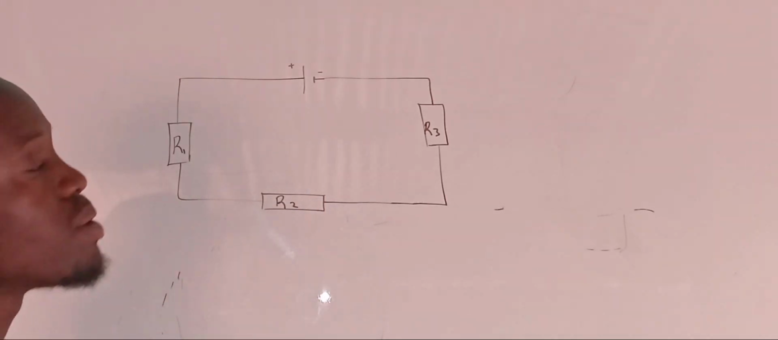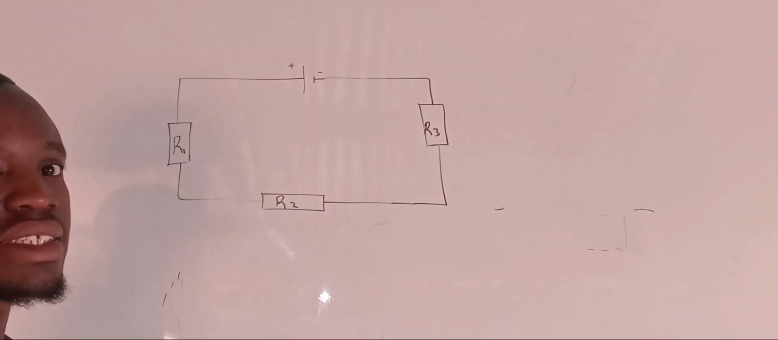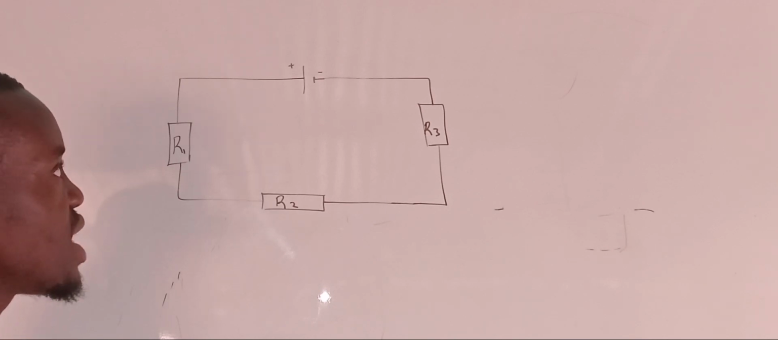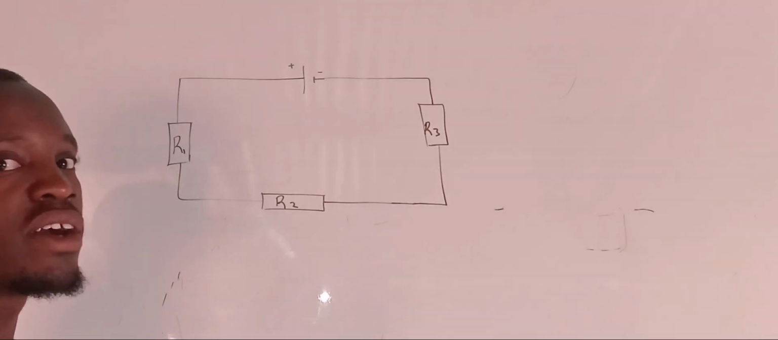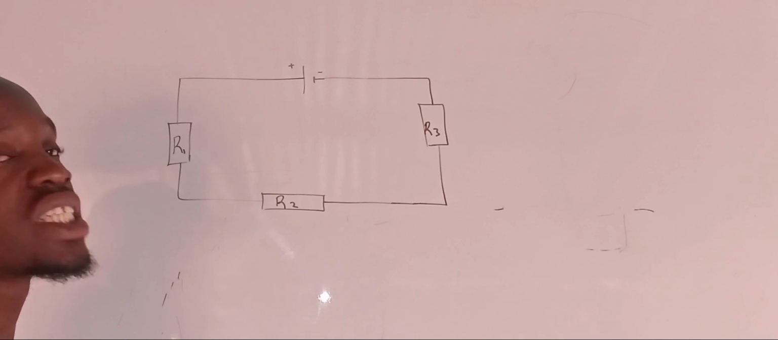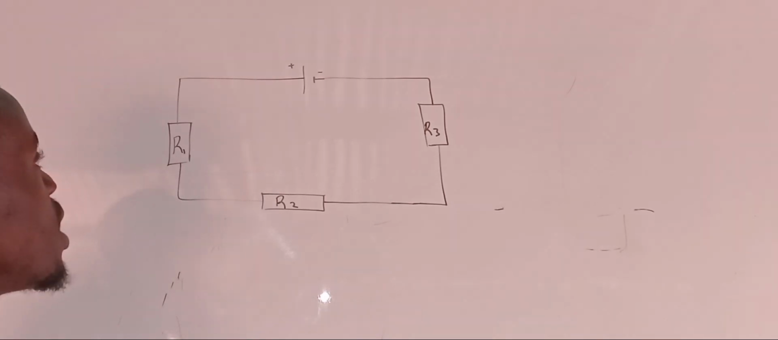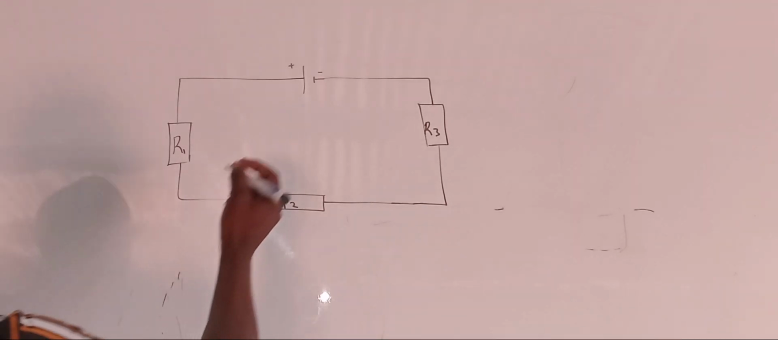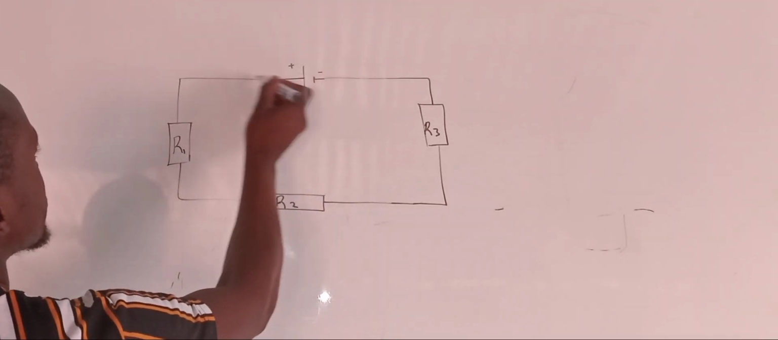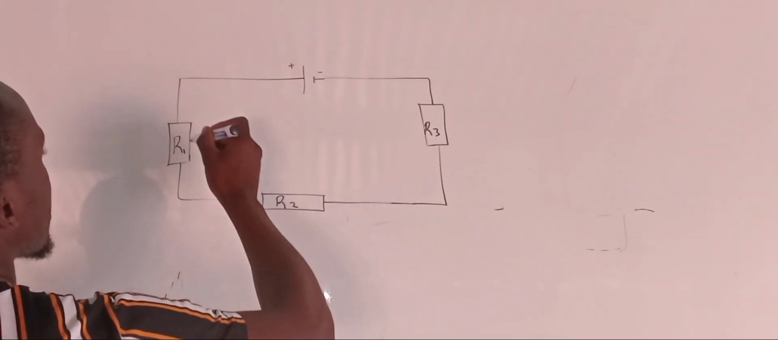You must write this down. Conventional current, not convectional. Conventional current is the current flowing from the positive terminal to a negative terminal. You must know that grade 10 and grade 11, they can ask you to actually define it. Conventional current: current flowing from a positive terminal to a negative terminal.